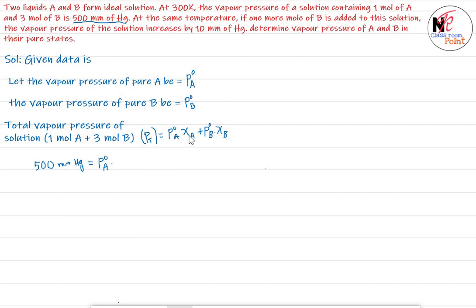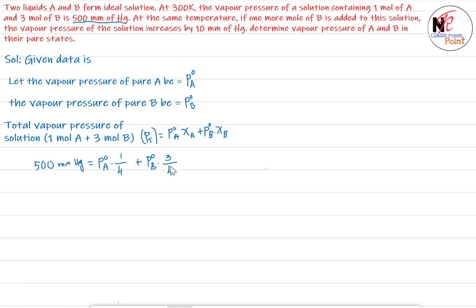Mole fraction of A means number of moles of A divided by total number of moles. Number of moles of A is given as 1 mole. Total number of moles is 4. So 1 mole of A divided by total number of moles 4, plus P naught B, whose value is also not given and which we need to find out, into number of moles of B. Mole fraction of B means number of moles of B divided by total number of moles, so number of moles of B is 3 divided by total number of moles 4.